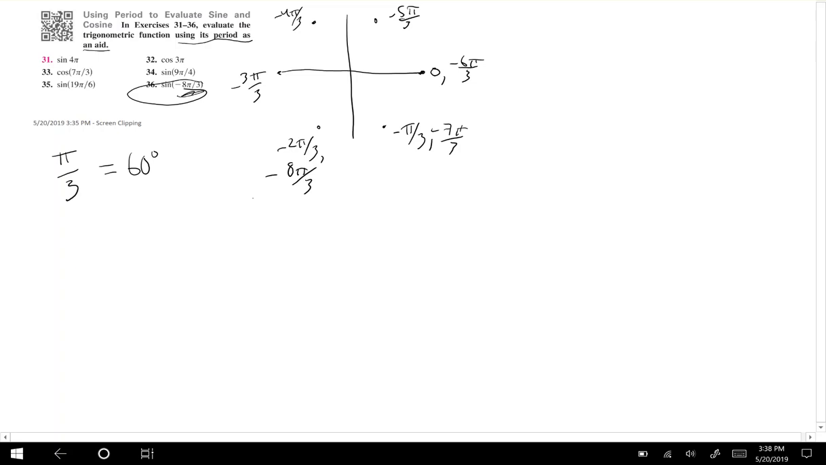So, the unit circle coordinate pair there would be negative 1/2 and negative square root of 3 over 2. And because it's asking for the sine value, the answer to the question would be negative square root of 3 over 2.